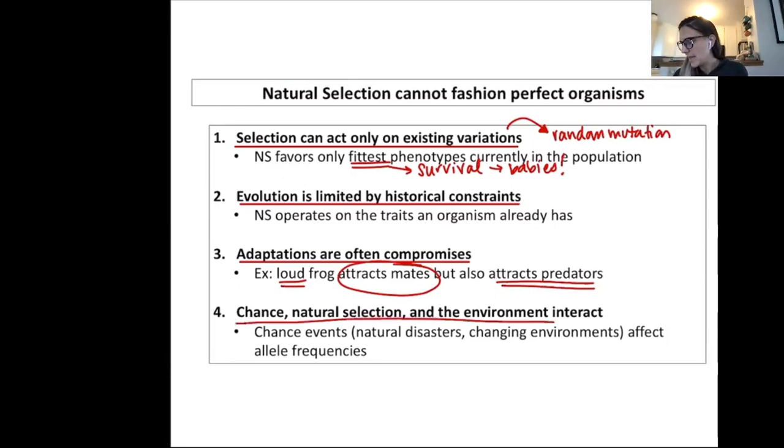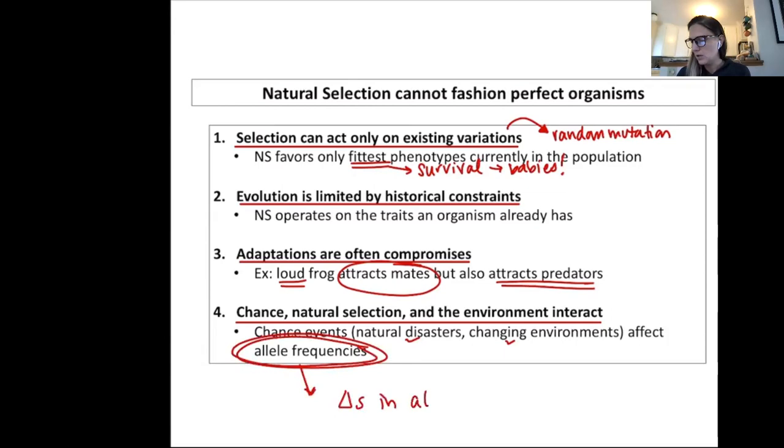And then the last thing is that what we're going to see in this chapter in particular is that chance, natural selection, and the environment all interact, or they're playing a part together. So chance events like natural disasters or a changing environment, which our environment is changing rapidly right now, can affect allele frequencies. All right. And allele frequencies, changes in allele frequency, that really describes microevolution. All right. And we'll look at that more carefully throughout this.